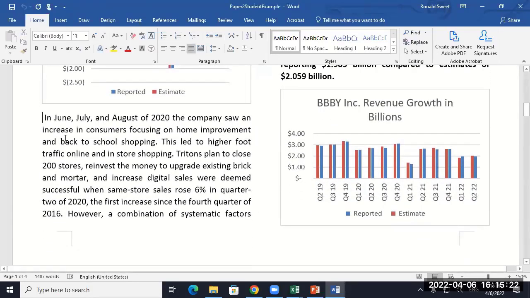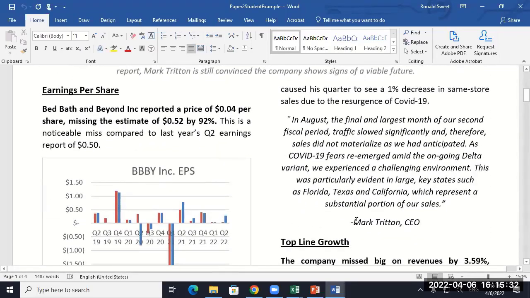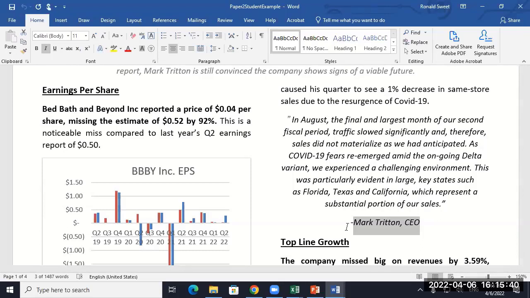So she did the why immediately. She just gave the EPS. Now she's talking about why. She's talking about back to school and those kinds of things. She has a good quote from the CEO. I do like having a quote from the CEO or CFO in the paper, because that's what we're after. We know it's biased, but we get some sense of the management.